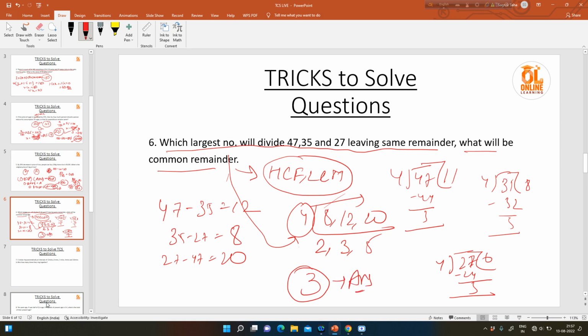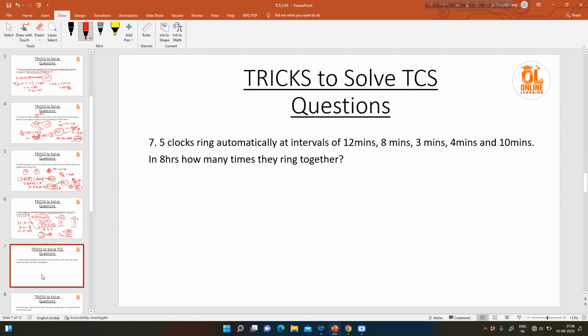So how to do it? First, we have to subtract the numbers among themselves. Then we have to find the HCF. The HCF would be the largest number which, when it divides all the numbers, leaves the same remainder. And what is the same remainder? The same remainder is 3. Okay, that is your answer. Now let us move to the next question.